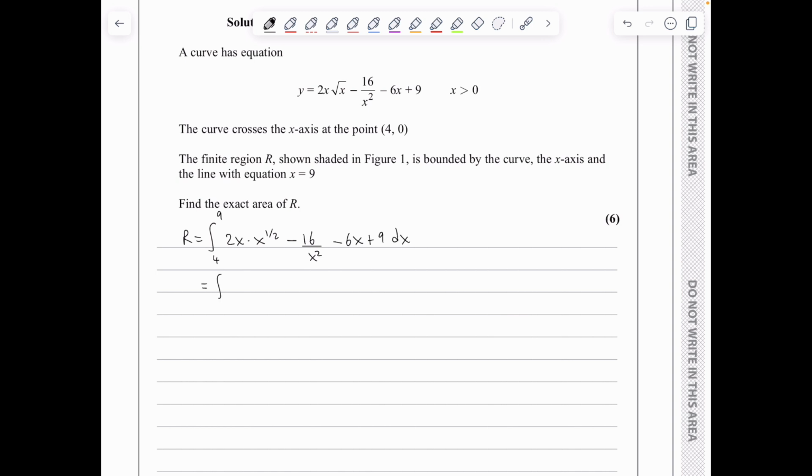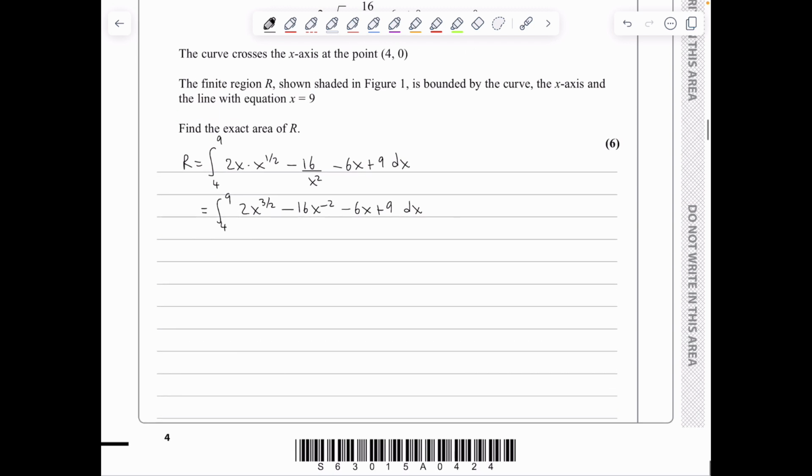So this gives me the integral from 4 to 9 of 2x to the 3 over 2 minus 16x to the minus 2 minus 6x plus 9 dx. Remember that when we integrate, we increase the power by 1 and divide by the new power. So this will give me 2 times x to the 5 over 2 over 5 over 2 minus 16x to the minus 1 over minus 1 minus 6x squared over 2 plus 9x, and I'm integrating between 4 and 9.